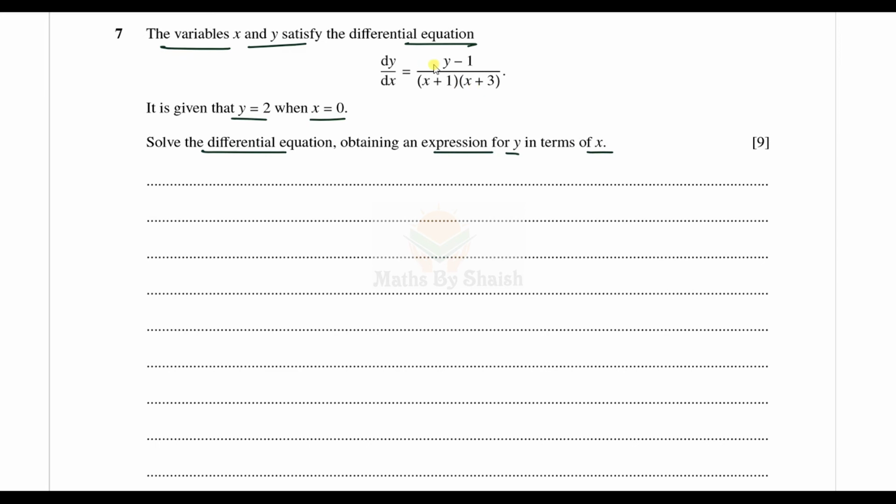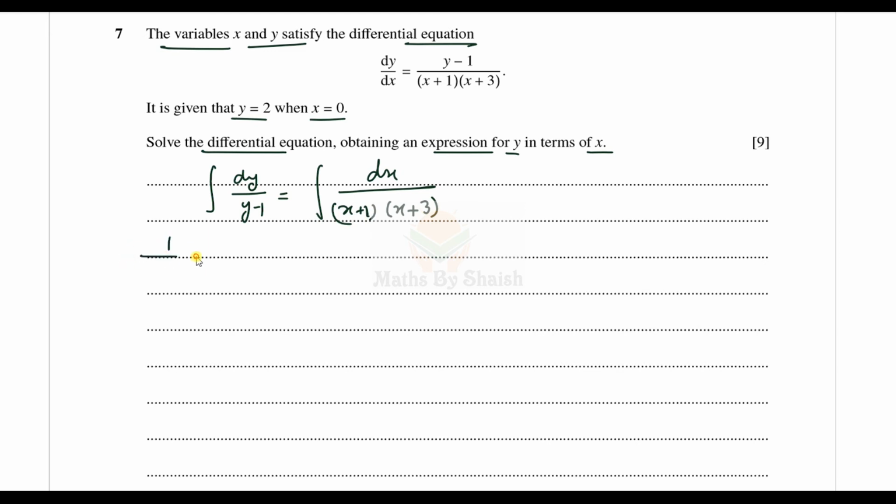So we can see that there are y together and x together, so we will do the variable separable method here, and we will write it as integration of dy over y minus 1 is equal to integration of dx over (x plus 1) and (x plus 3). Now we can see that there is a product of two linear factors, so we'll do the partial fraction. So let's find out that first.